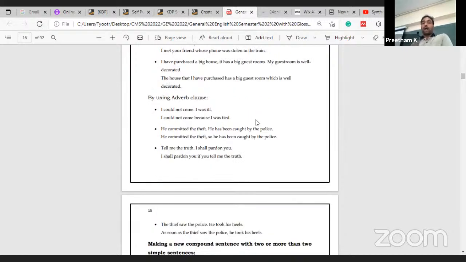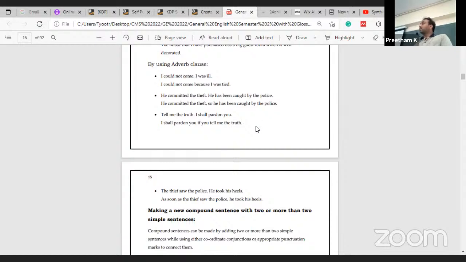So we'll move on to the adverbial clause. Adverbial clause means what? Any clause that describes an action. I could not come, I was ill. I could not come because I was tired. "Because I was tired" is an adverbial clause.